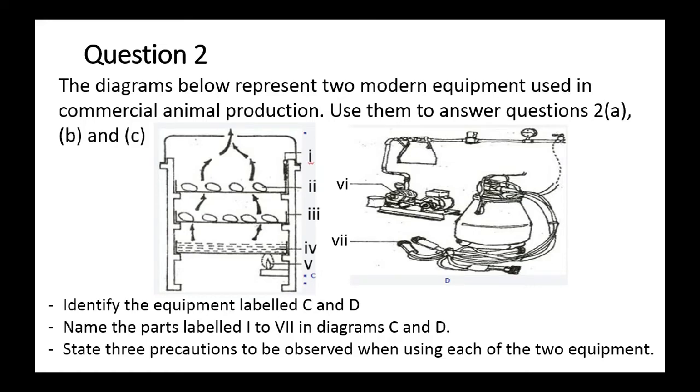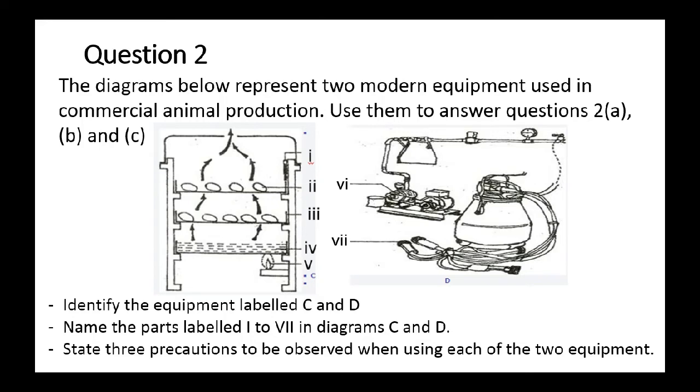Now look at the two diagrams, and 2A says identify the equipment labeled C and D. 2B says name the parts labeled I to VII in diagram C and D. And 2C says state three precautions to be observed when using each of the two equipment.